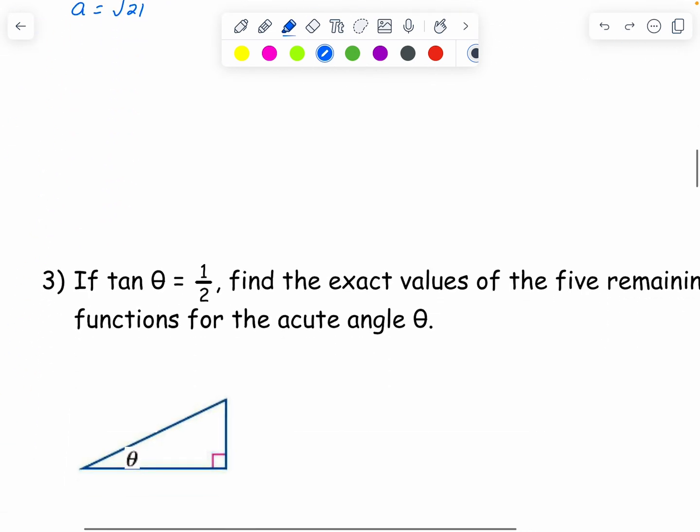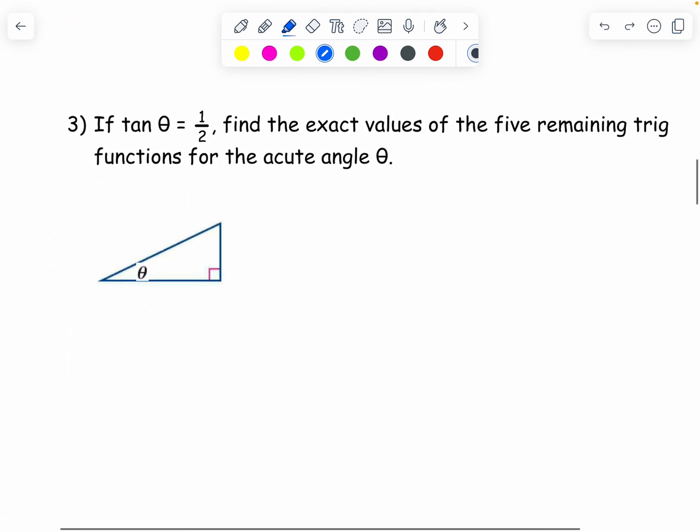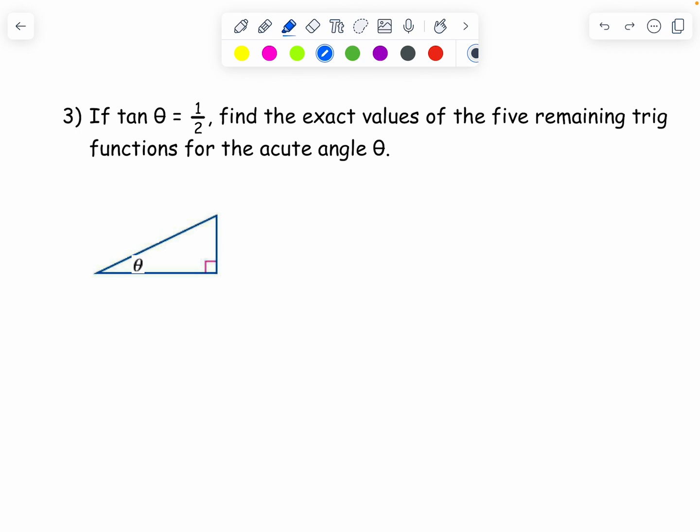Okay, so now, let's go ahead and take a look at our next one. This one is the same as the last one, except the one they've given us to start with is tangent. So I would recommend pausing the video, try to do this one on your own, and then see how you do, and then turn the video back on and make sure that you've got the correct answers.